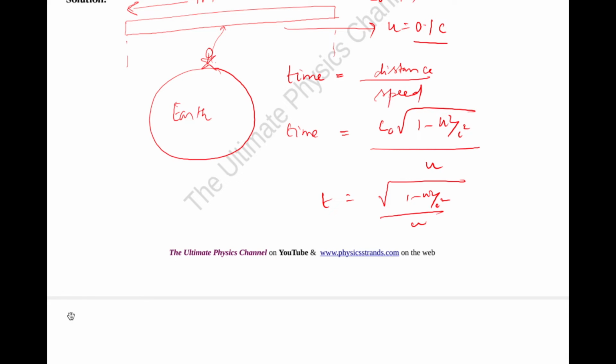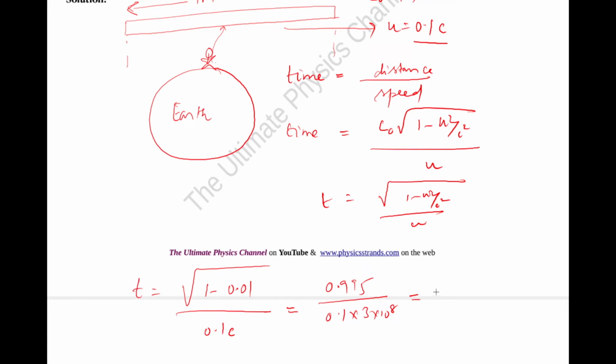And that would be 0.1 c, given here as the relative speed. So t is equal to the square root of 1 minus (0.1 c) squared. Of course, the denominator there is u. So if that is done, then we get 0.995 over 0.1 times 3 into 10 power 8 meters per second, and that is equal to 3.32 into 10 power minus 8 seconds.